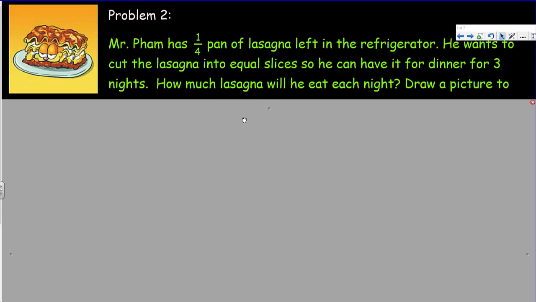Hey, it looks like Garfield in some lasagna. By the way, my favorite food, lasagna.